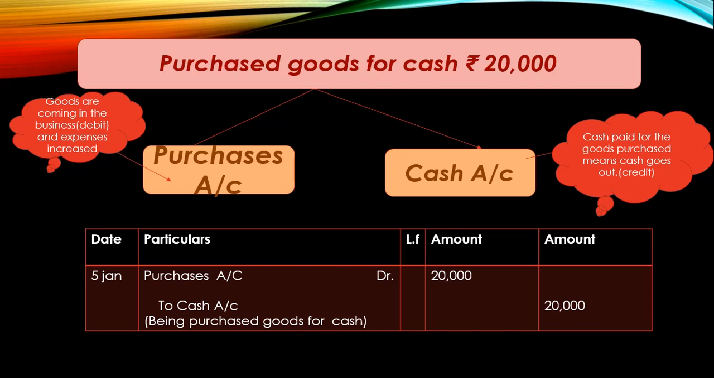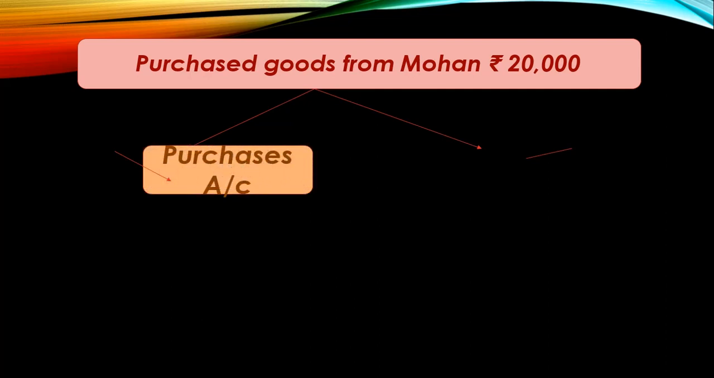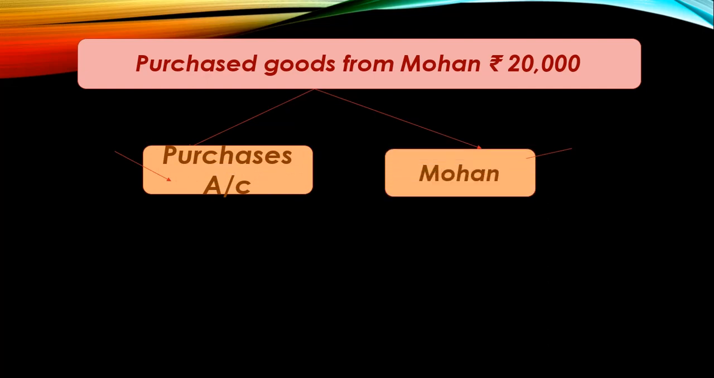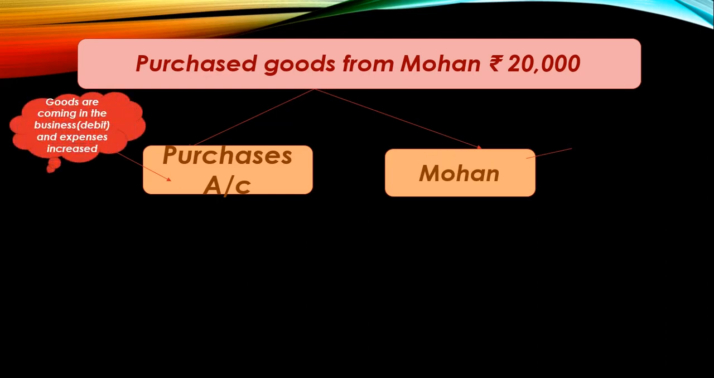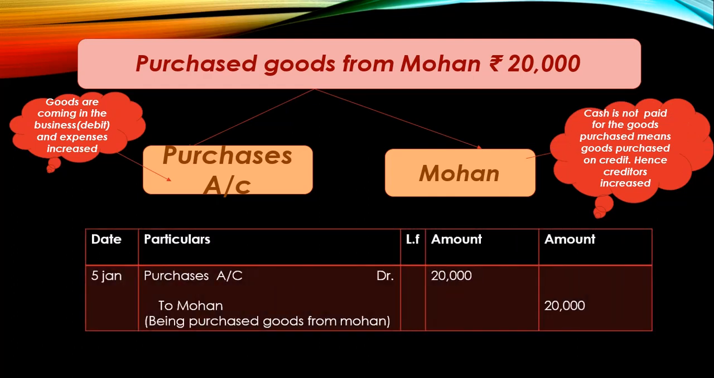Now, the next entry. Purchased goods from Mohan. Now, in this entry, we have purchased goods, means goods are coming in. But we have not paid cash. We have purchased goods on credit from Mohan. Hence, creditors increased. So, the entry will be purchases account debit to Mohan.